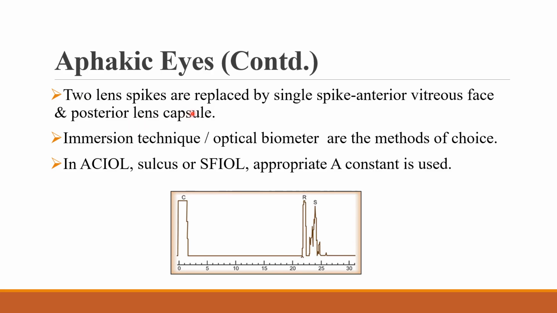Two lens spikes are replaced by a single spike from the anterior vitreous face and posterior lens capsule. Immersion technique and optical biometer are the methods of choice. In anterior chamber intraocular lens, sulcus or scleral fixation IOL, an appropriate A constant is used.